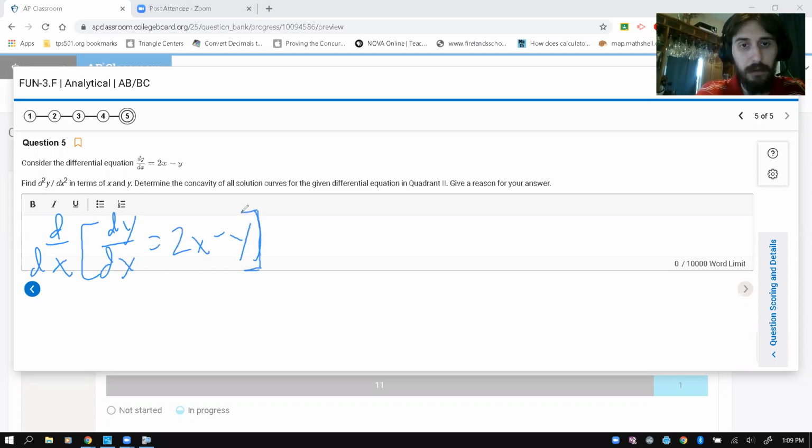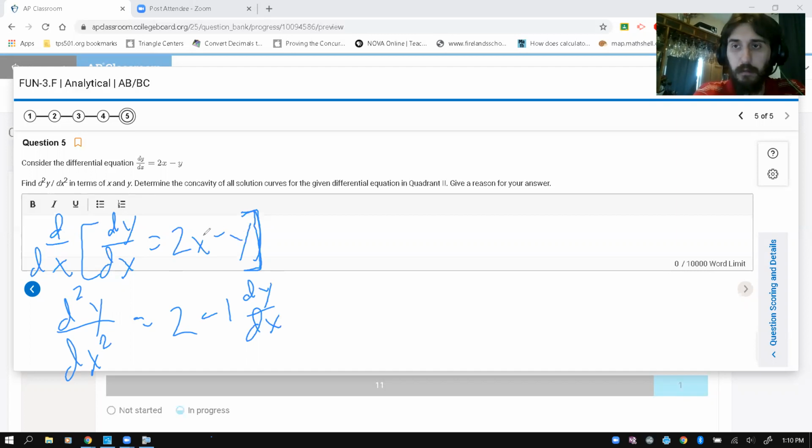And again, just like we were doing on those problems earlier, we're just going to work left to right. The derivative of dy over dx is just d squared y on the top and dx squared on the bottom. Notice the same notation they use. The derivative of 2x is just 2. The derivative of negative y is negative 1 dy dx. Remember, since we're taking the derivative of y with respect to x, we get dy over dx. All right, so that's the first step.